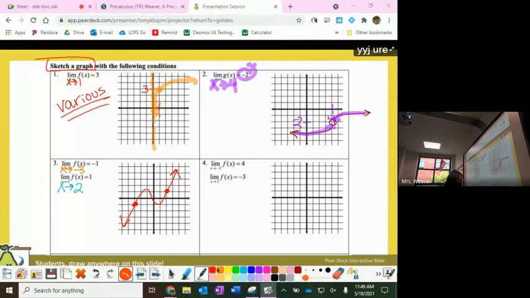Okay, let's see what you guys can come up with on this next one. It says the limit of f of x as x approaches -2 equals 4, and the limit of f of x as x approaches +3 is -3.